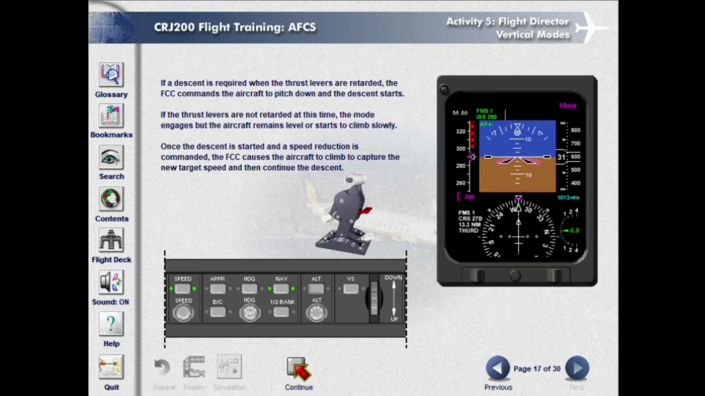If a descent is required when the thrust levers are retarded, the FCC commands the aircraft to pitch down and the descent starts. If the thrust levers are not retarded at this time, the mode engages but the aircraft remains level or starts to climb slowly. Once the descent is started and a speed reduction is commanded, the FCC causes the aircraft to climb to capture the new target speed and then continue the descent.